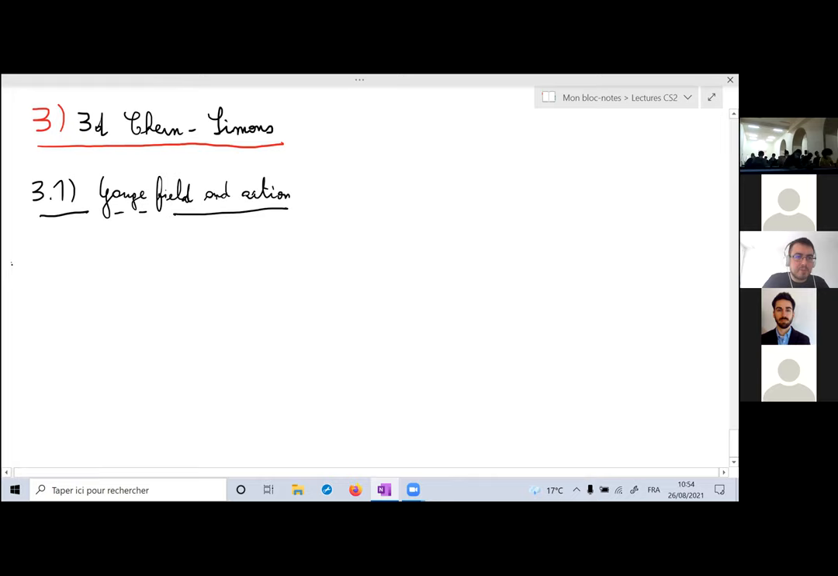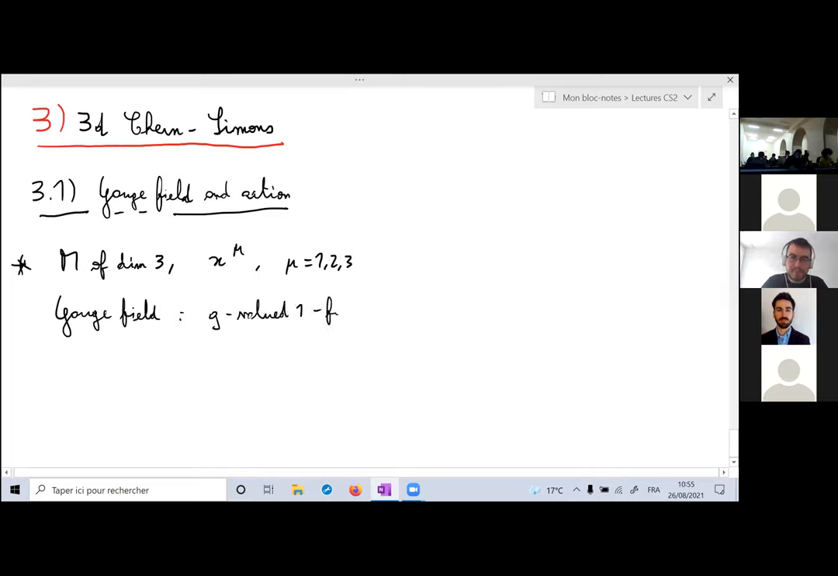So in this case, we start with a spacetime M of dimension three. And as we had before, we'll put some coordinates x mu with mu equal 1, 2, 3. And the gauge field, the way we'll see it now, is as a g-valued one form A, which I decompose as A mu dx mu. Because it's a one form, naturally it has these three components A1, A2, A3. So instead of talking in components A mu, I will just think of it as one form valued in a Lie algebra.